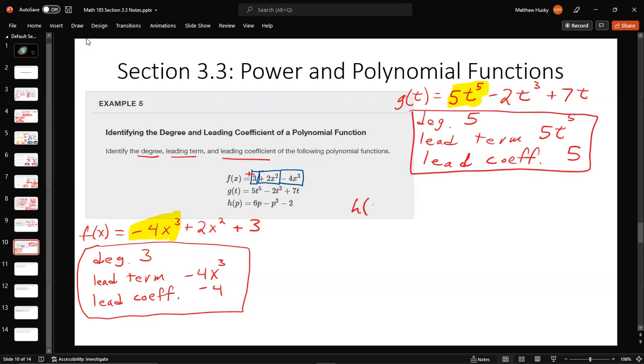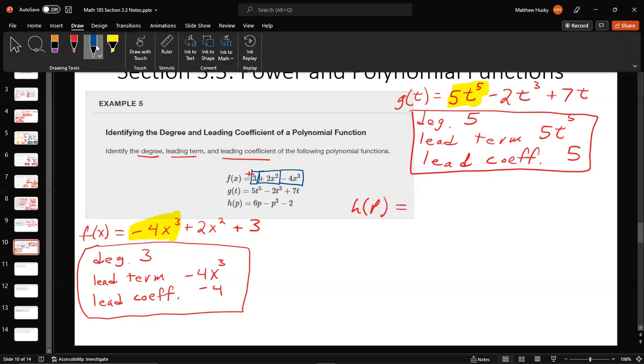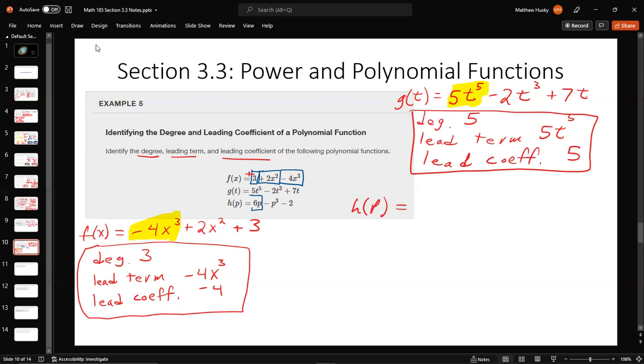Last one from this set is h of p. Like before, we want to arrange these so that the powers are in descending order. And again, remember, if it's a straight up p, that means the power is a 1. If it's a straight up number, that means the power is a 0. The numbers always go last. Anything with just a p or an x or a t and no power, that's always going to be second to last with any just constant number behind it.